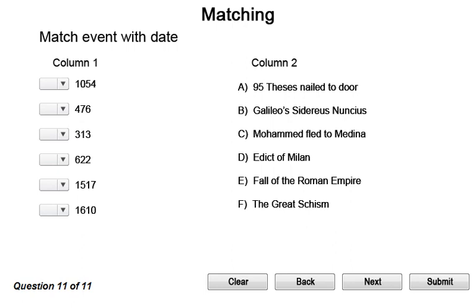Match the event with a date. The 95 Theses nailed to the door of the Wittenberg Church. That happened in 1517. Galileo's Sidereus Nuncius, that was 1610. Muhammad fled to Medina, 622. The Edict of Milan, 313. Fall of the Roman Empire, 476. The Great Schism between the Eastern Church and the Western Church, 1054. These are the key dates to remember.